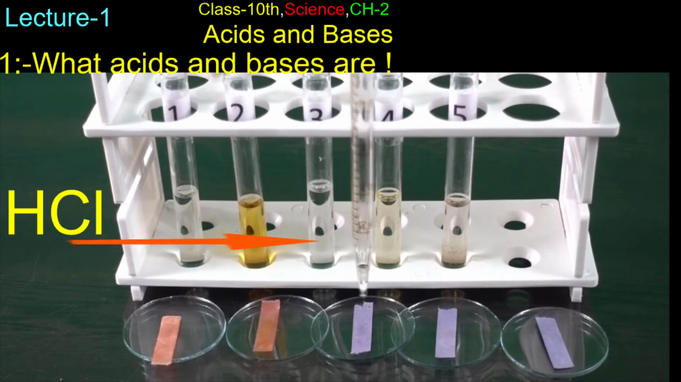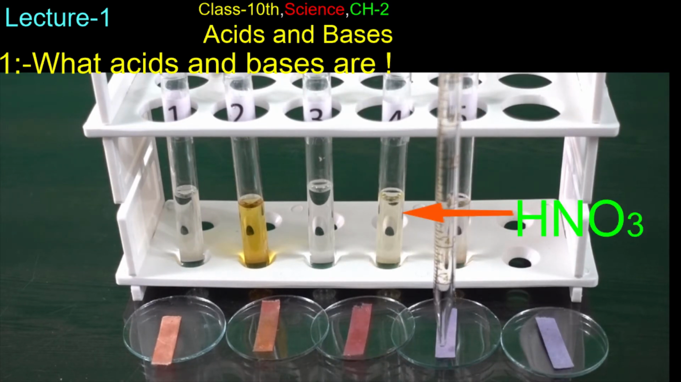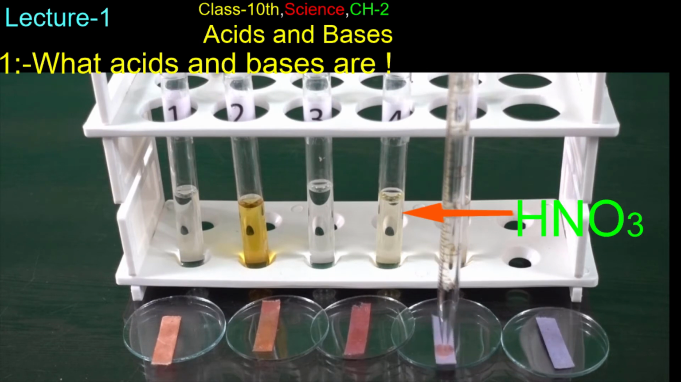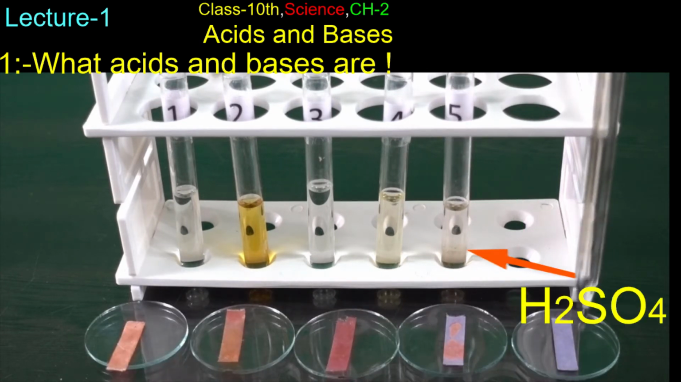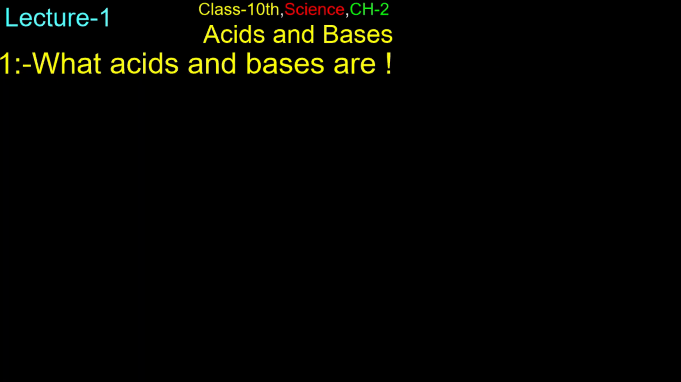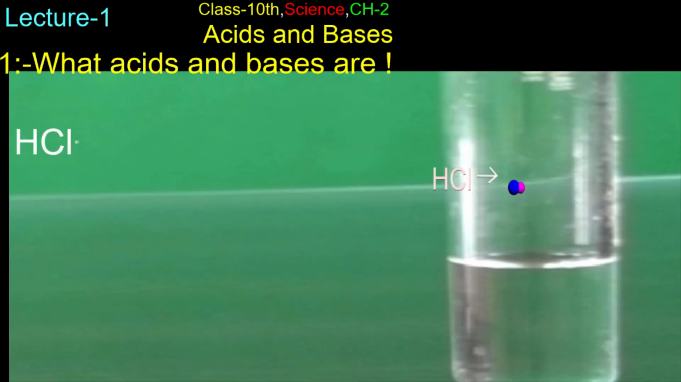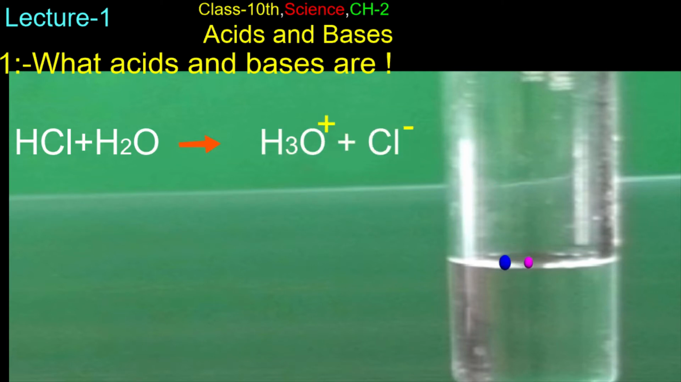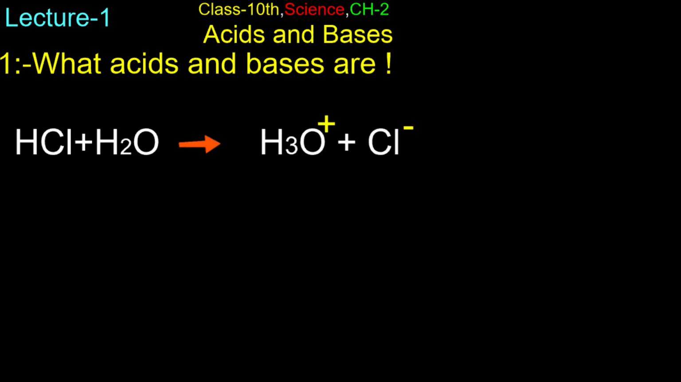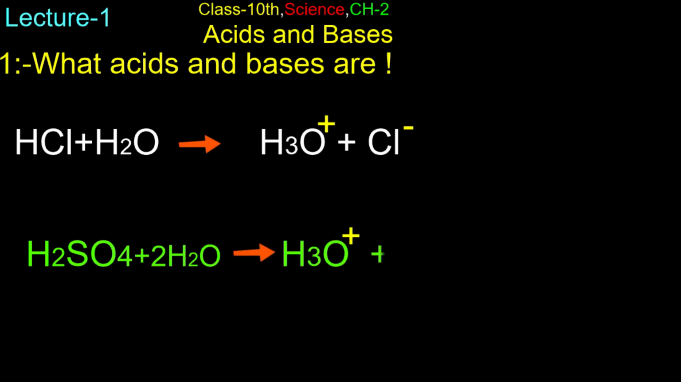All these compounds have been dissolved in water, and on dissolution in water, these compounds ionize. For example, HCl ionizes in water to give H3O+ ions and chloride ions. H2SO4 also ionizes in water to produce H3O+ and sulfate ions.